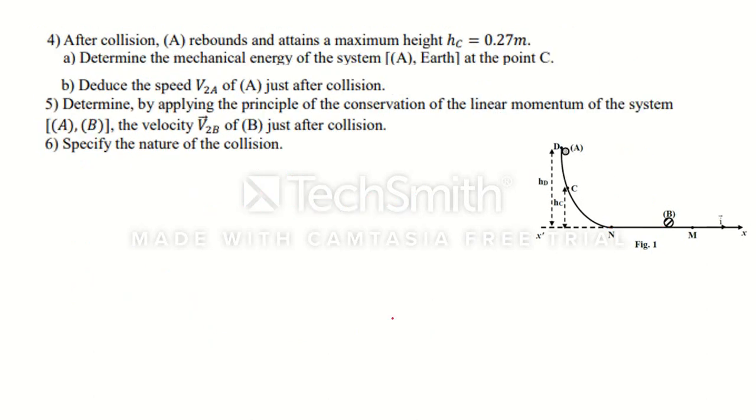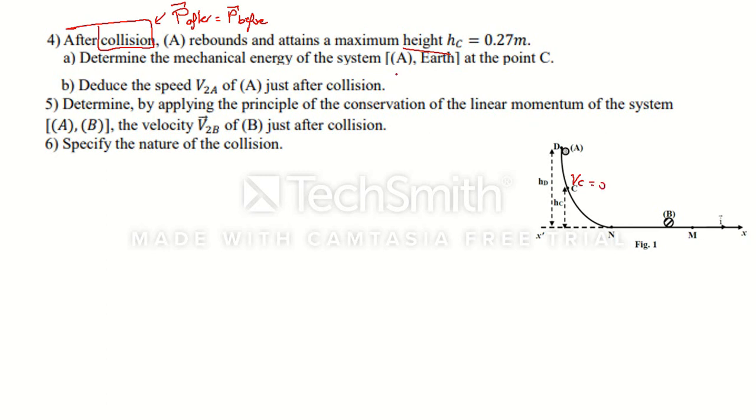Now, part 4, after collision, A rebounds and attains a maximum height. So we have a collision here. This means you must know that we have conservation of linear momentum. This means P after is equal to P before the collision. Now, it attains a maximum height, so here we have a maximum height at the point C. When we say maximum height at the point C, this means V at the point C is equal to 0.